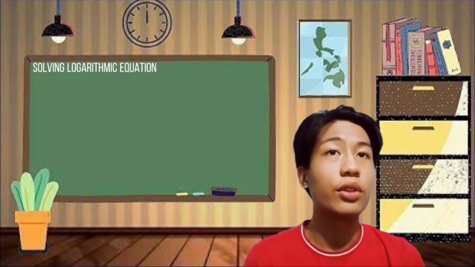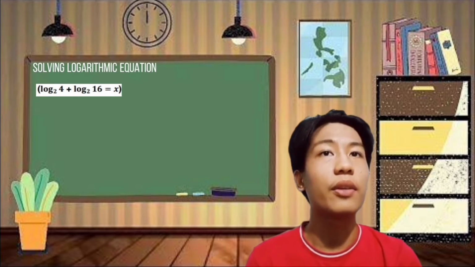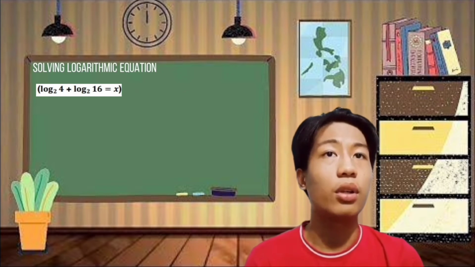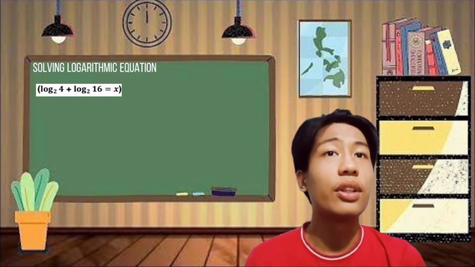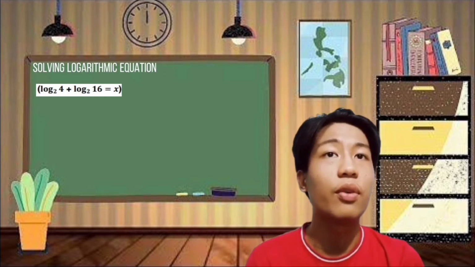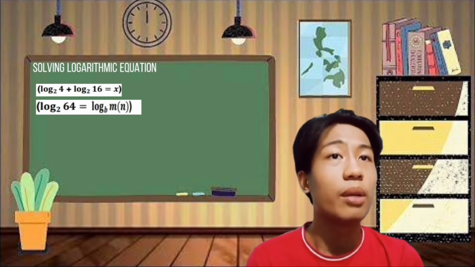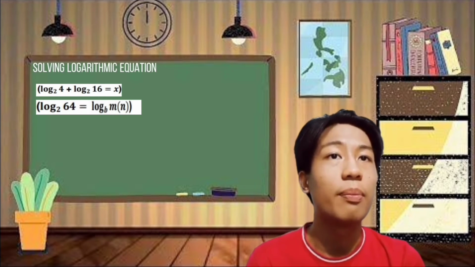Let's now move on to the second example. We have the logarithm of 4 with the base of 2 plus the logarithm of 16 with the base of 2 is equivalent to x. In this example, we can observe that the given is still in the expanded form because it uses addition as an operation. To turn this equation into its simplified form, we need to apply the product rule, which is in the form of the logarithm of m with the base of b plus the logarithm of n with the base of b, equivalent to the logarithm of m multiplied by n with the base of b. Therefore, we have to use multiplication.